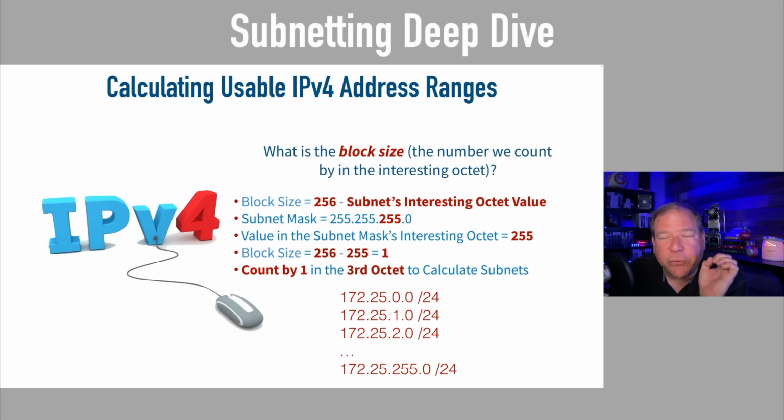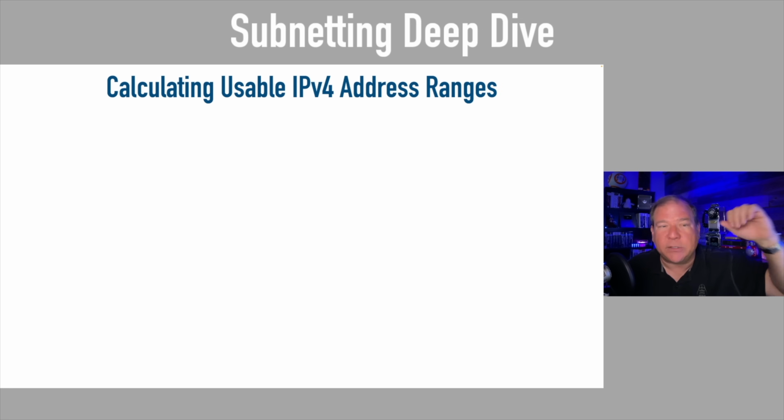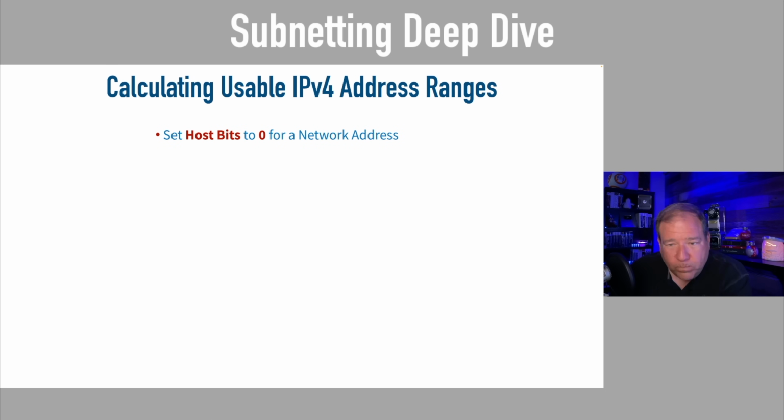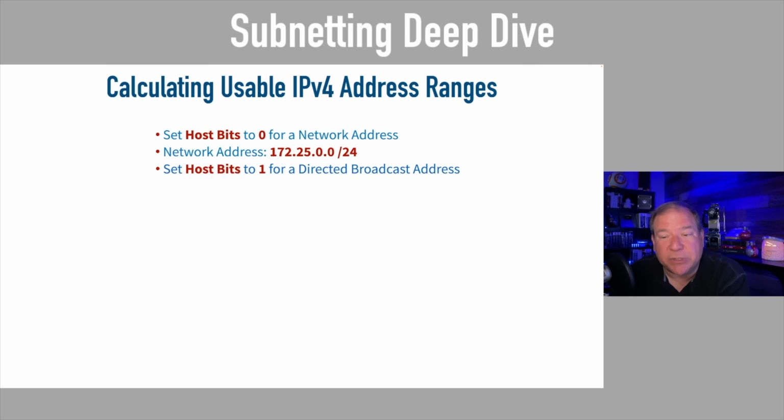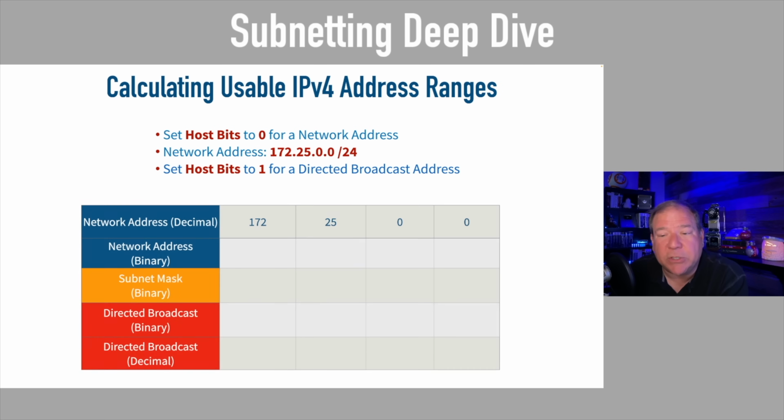Once you identify the interesting octet and the block size, it's going to be super simple to identify which subnets you just created. So remember, for the network address, all of our host bits are going to be set to 0. For the directed broadcast address, all of our host bits are going to be set to 1. So let's take a look at that very first subnet where all the host bits are 0s. The network address is 172.25.0.0. The last 8 bits are host bits.